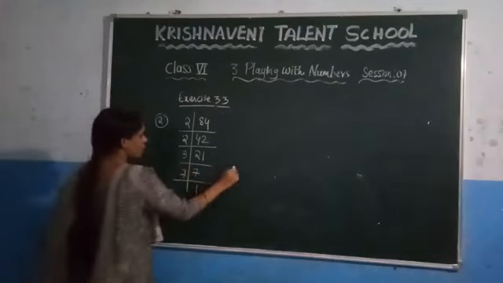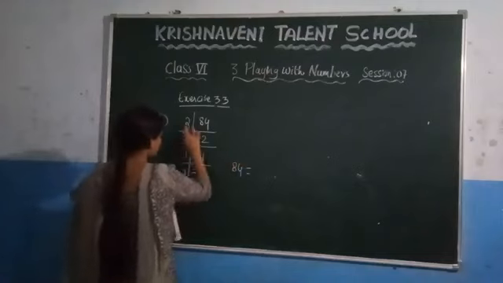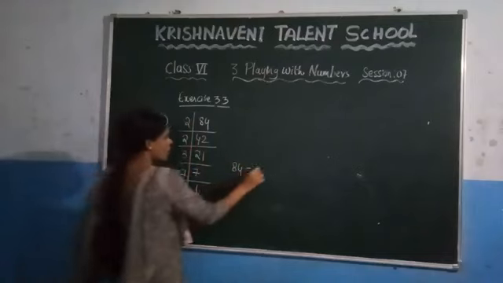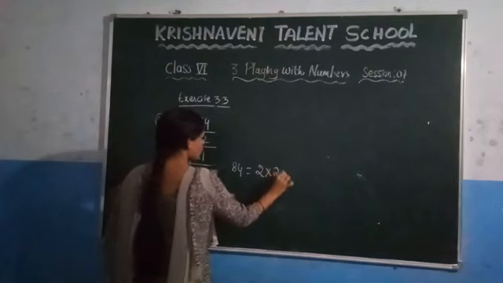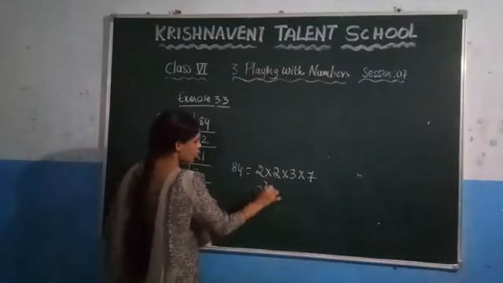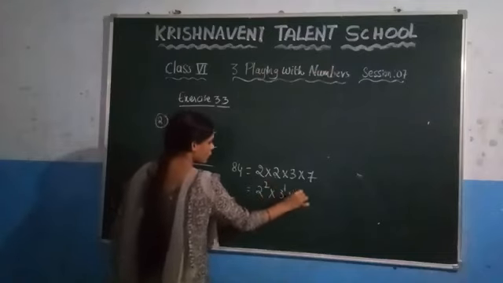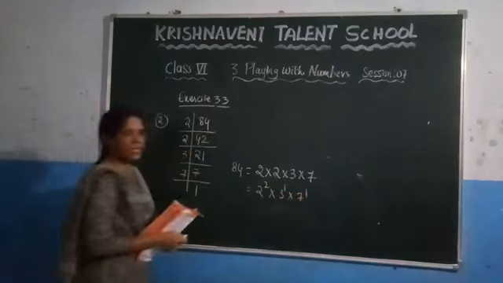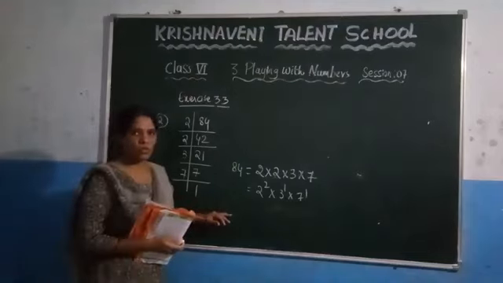So how you can write 84? You can write 84 as 2 into 2 into 3 into 7. So write it here 2 into 2 into 3 into 7. This one you can write it as 2 power 2 into 3 power 1 into 7 power 1. Okay, like that you need to find.